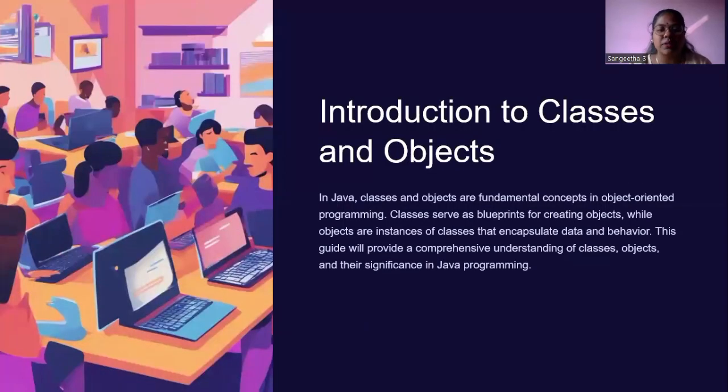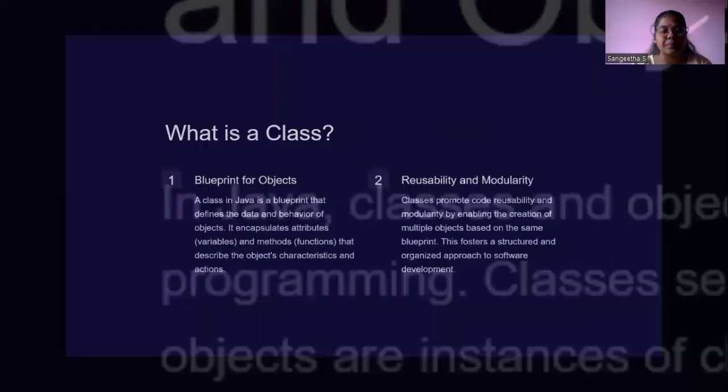Introduction to Classes and Objects. In Java, classes and objects are fundamental concepts in object-oriented programming. Classes serve as a blueprint for creating objects, while objects are instances of a class that encapsulate data and behavior. This guide will provide a comprehensive understanding of classes, objects, and their significance in Java programming.